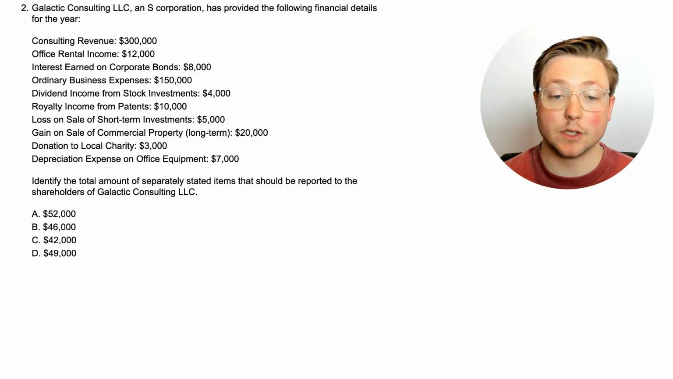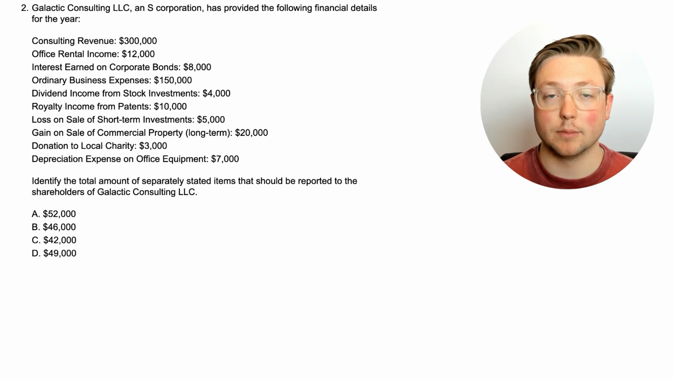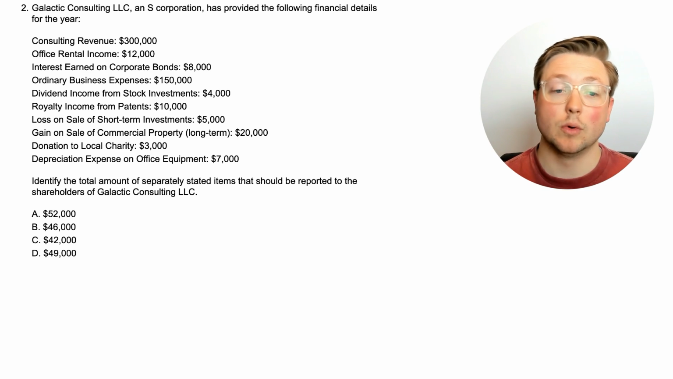We need to identify the total amount of separately stated items that should be reported to the shareholders of Galactic Consulting LLC. So we need to figure out what of all these is a separately stated item and what the total is, adding those all together. That's not what you would typically do, but this is just to kind of teach you what are the separately stated items. So take a second, pause the video, look through those different items, and try to figure out which ones you think would be part of ordinary income and which would be separately stated items.